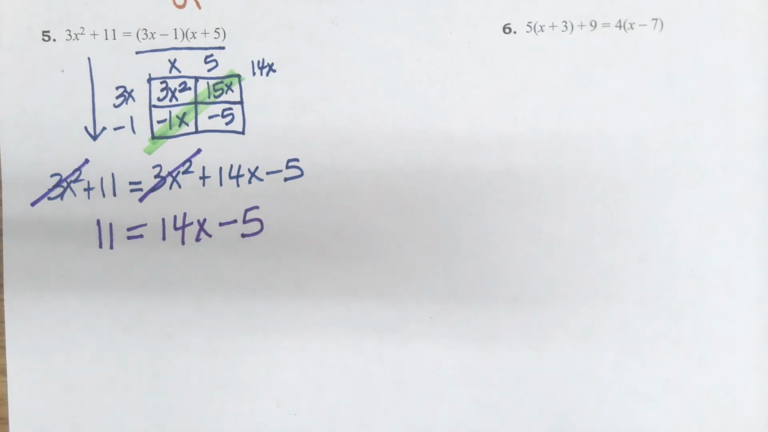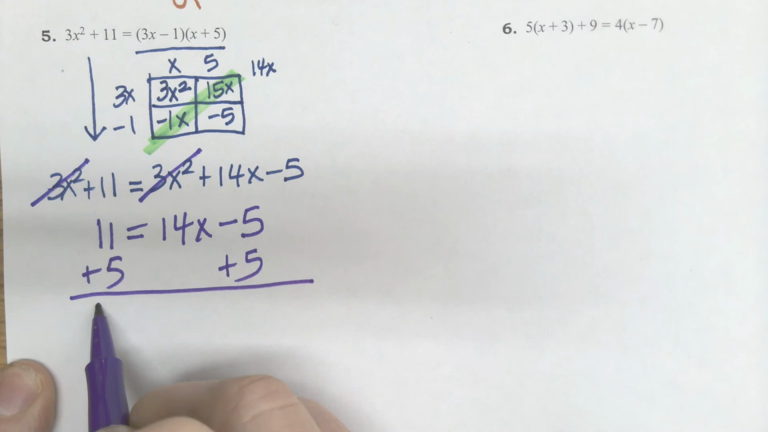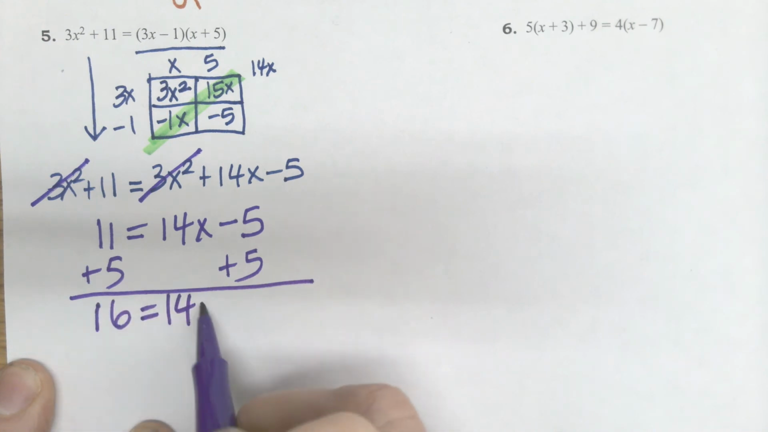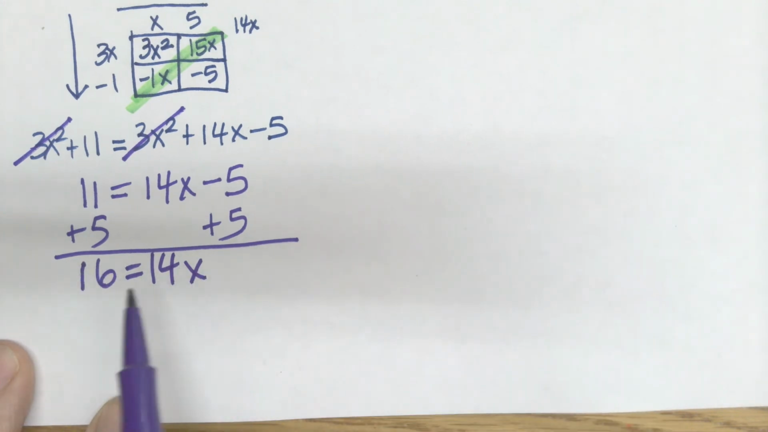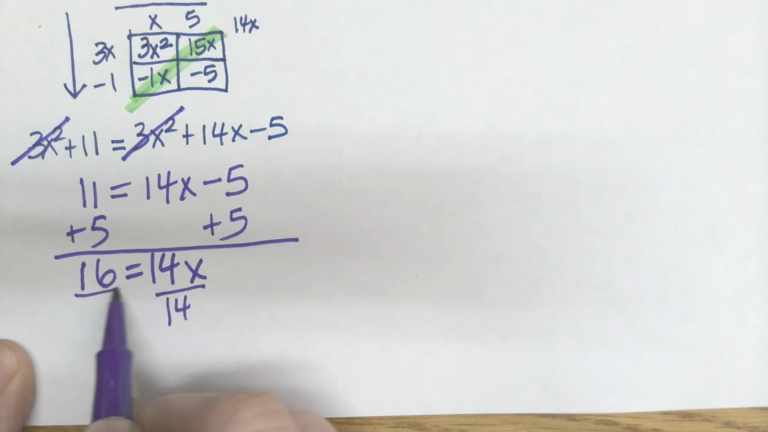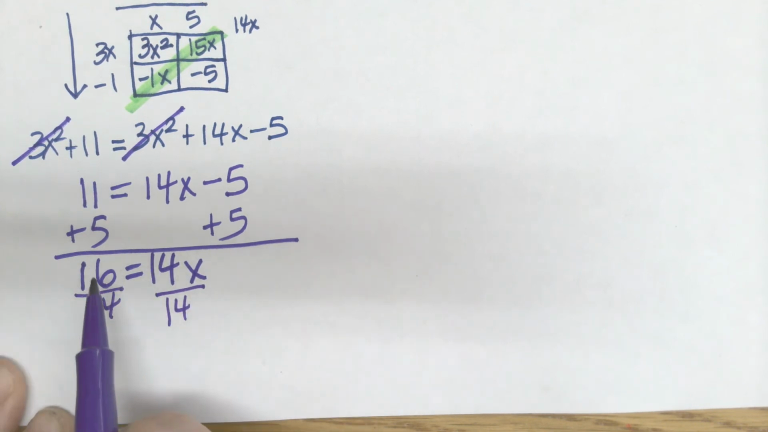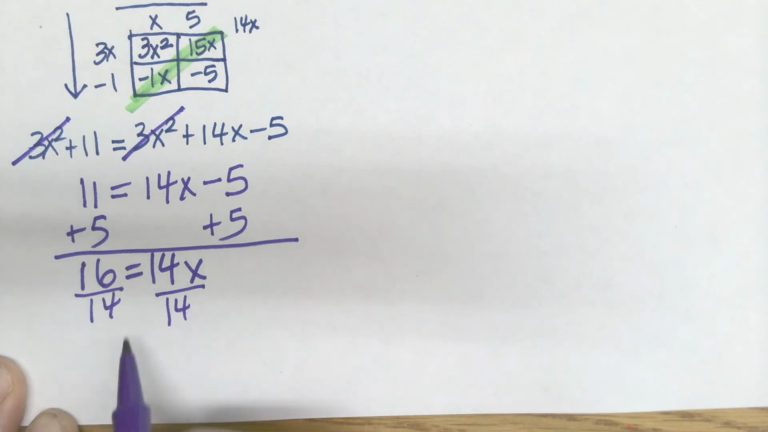How do I do it? Add the 5. So 16 equals 14x. I'm already feeling a little nervous about this, but no solution is not an option because I have an x there. I divide by 14, and I get this funny thing that's not divisible. It's okay. I'm going to divide the top by 2, divide the bottom by 2, and I get 8/7 for x.